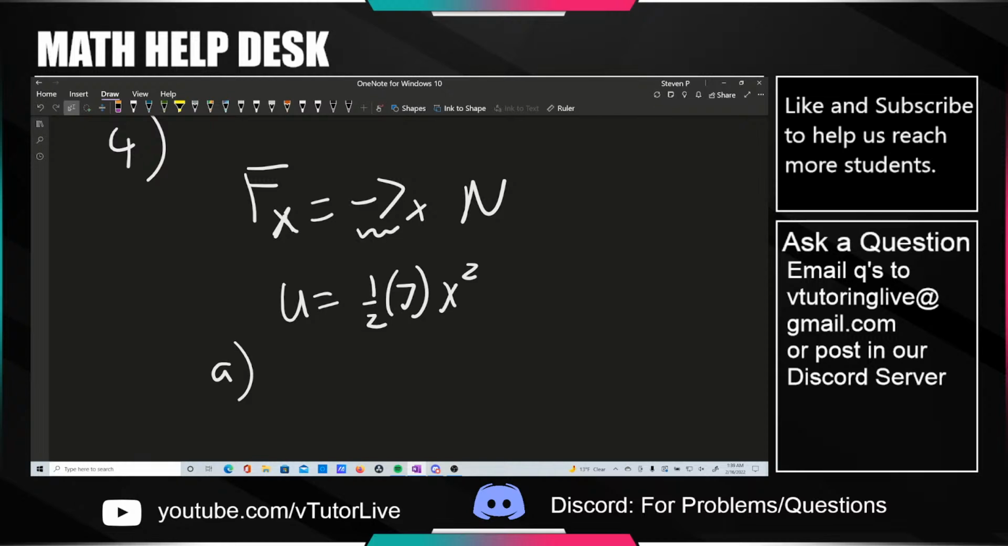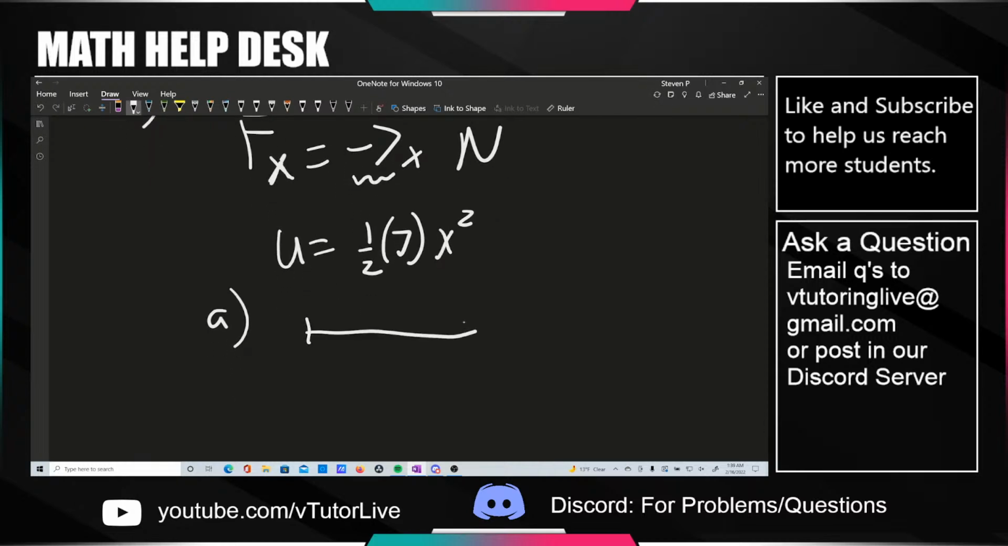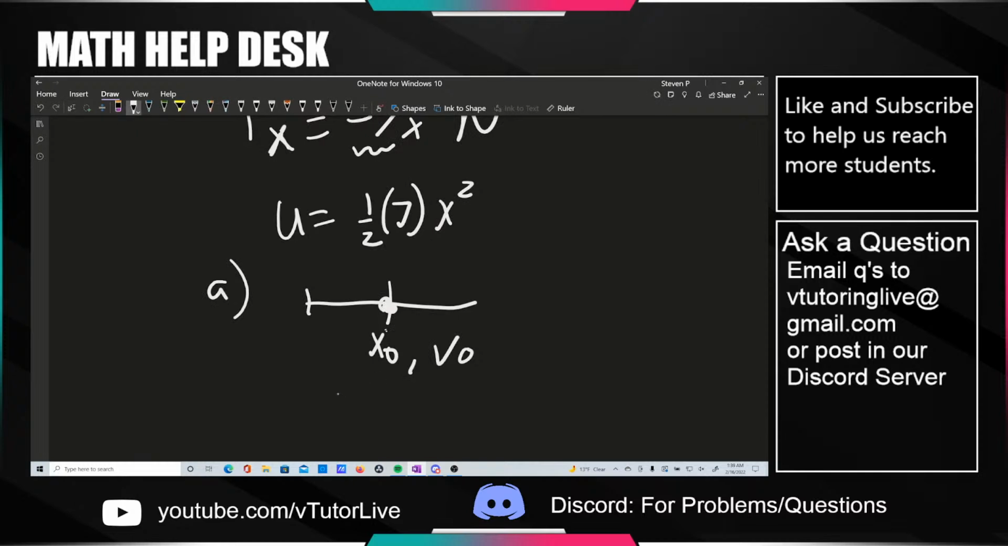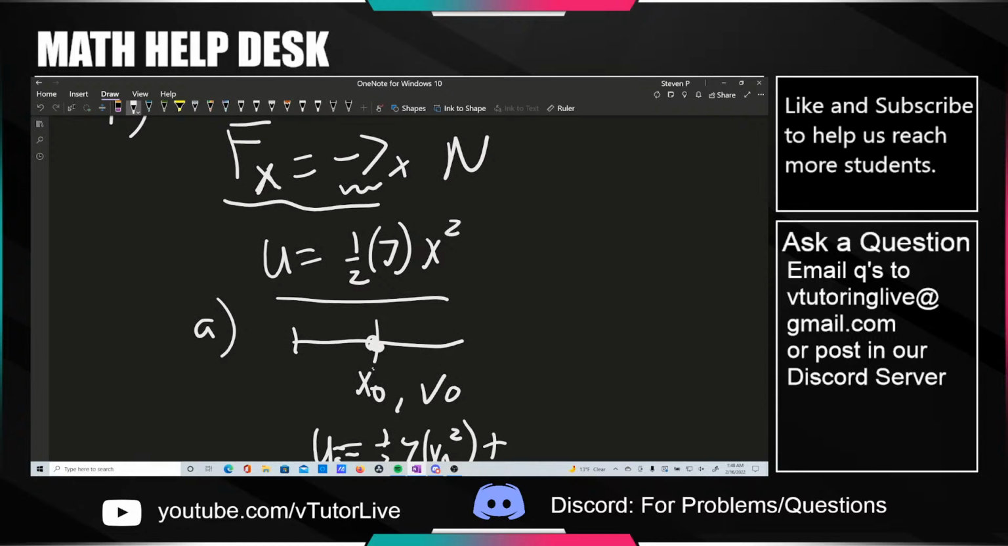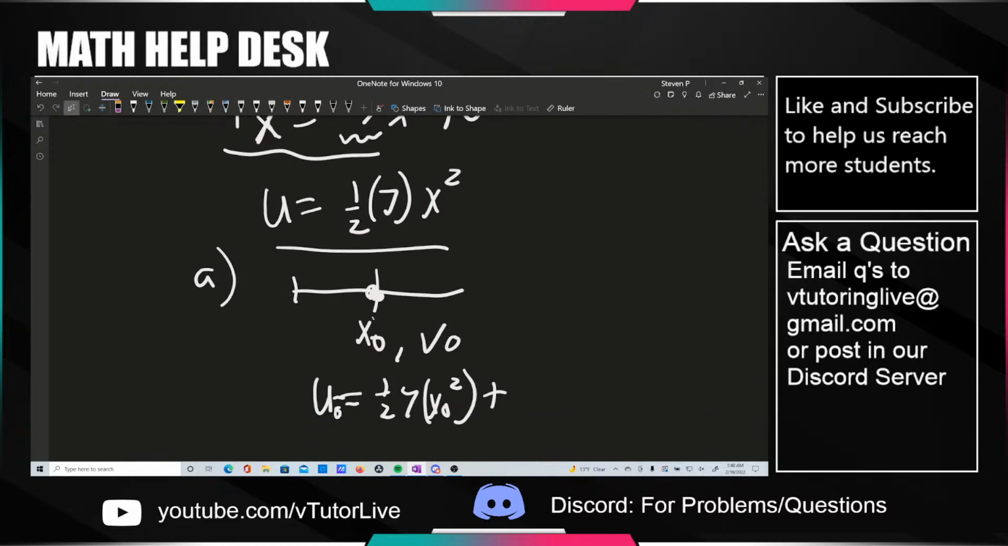Okay, so what does this tell us? If they tell us this, it looks like a spring, right? So at some point x naught, we have velocity v naught. We know that U at this position is equal to 1/2 times 7 times x naught squared, just from the potential energy equation for a spring. And we know this is a spring just because of what this equation looks like. It might not literally be a spring, but it's going to be something that behaves just like a spring.